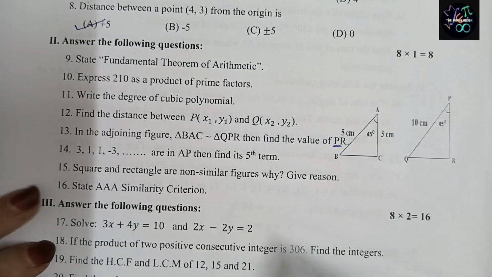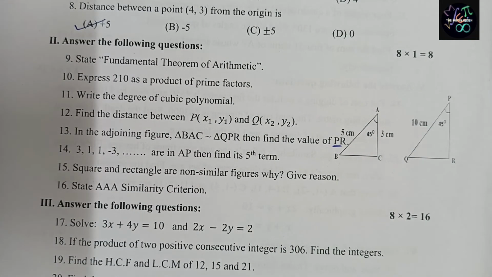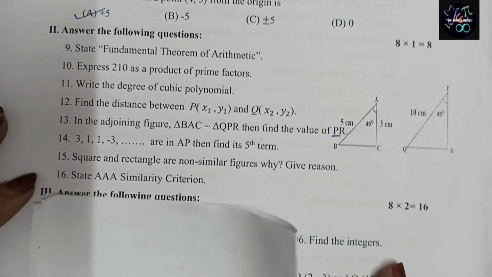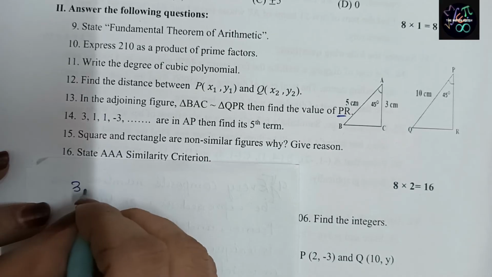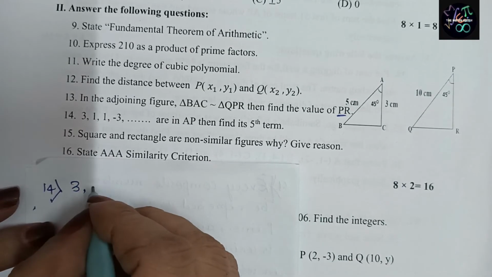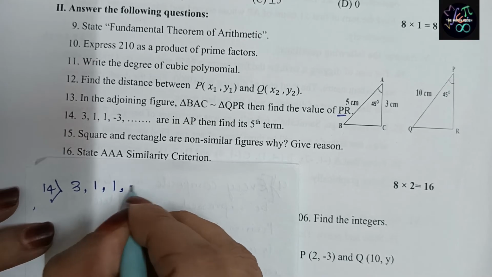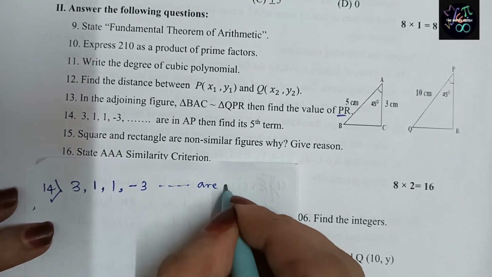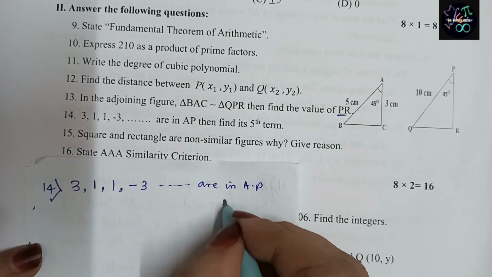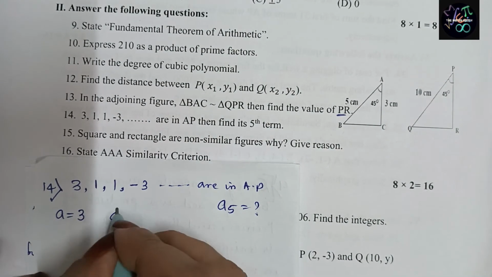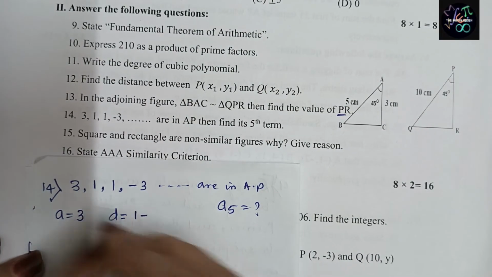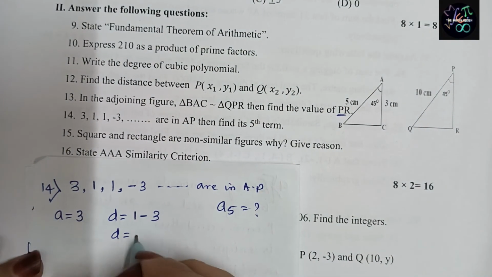Let us see the next question now. 14th one: 3, 1, 1, minus 3 are in AP. Find the fifth term. They have given an AP. This is question number 14: 3, 1, minus 1, minus 3 are in AP. Find which term? The fifth term, A5, we have to find. A value is 3. D value is second term minus first term. So D we got as minus 2.